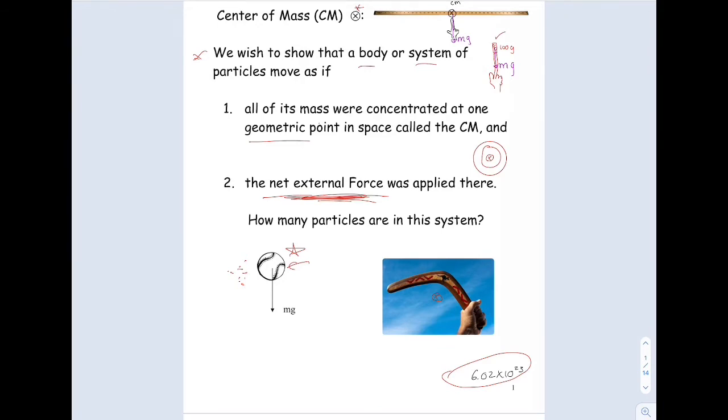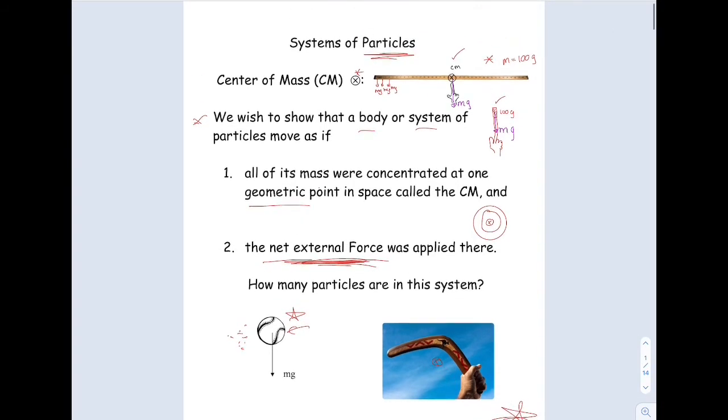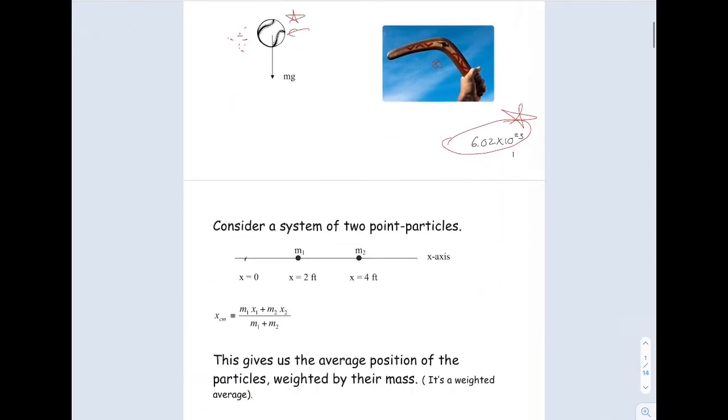So instead of having to draw for our meter stick, there's an mg for that little particle and an mg for that little particle. Instead of drawing 10 to the 23rd little mg's up here, this stick acts as if there's one mg that acts at the center of mass. So that's the motivation for looking at the center of mass of a system of particles.